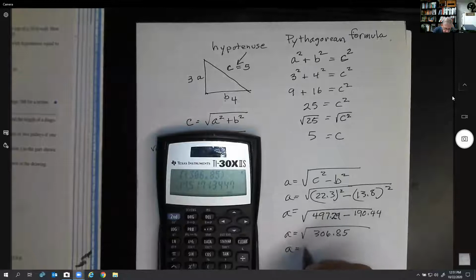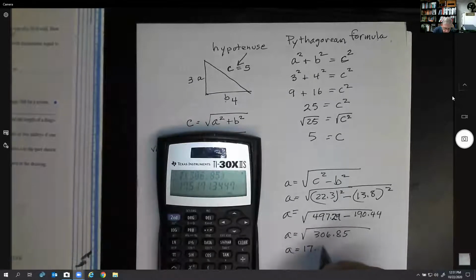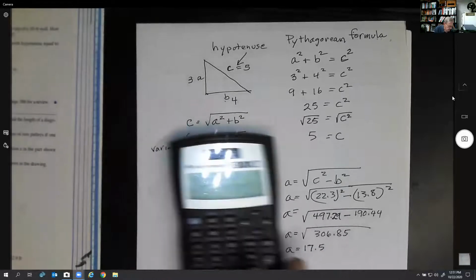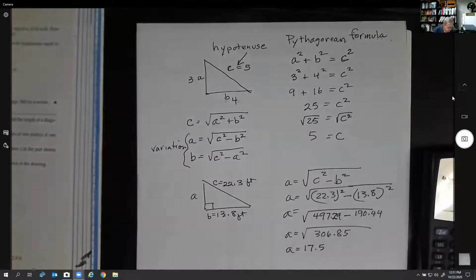A is just 17.5. We're rounding off to just one decimal point. And we've got our answer. Let me double check it. And that is correct. Now, there might be other ways you could do this a little faster, but I just wanted to show you what we're doing here.